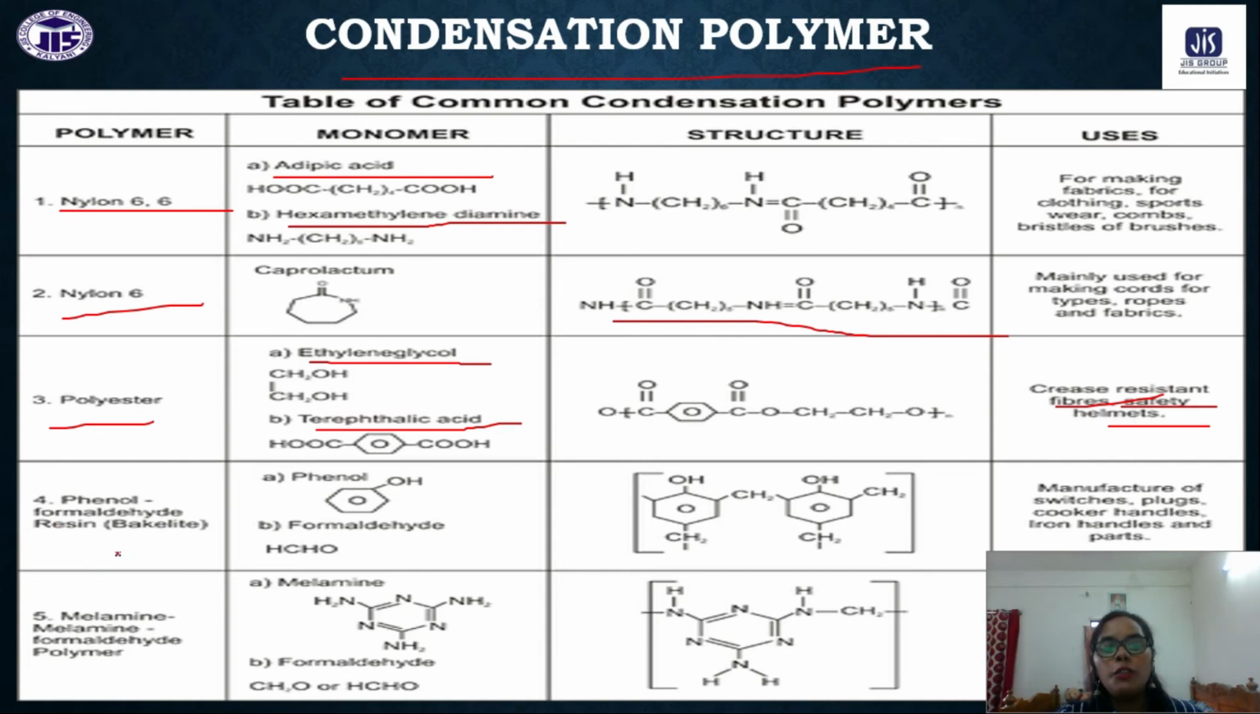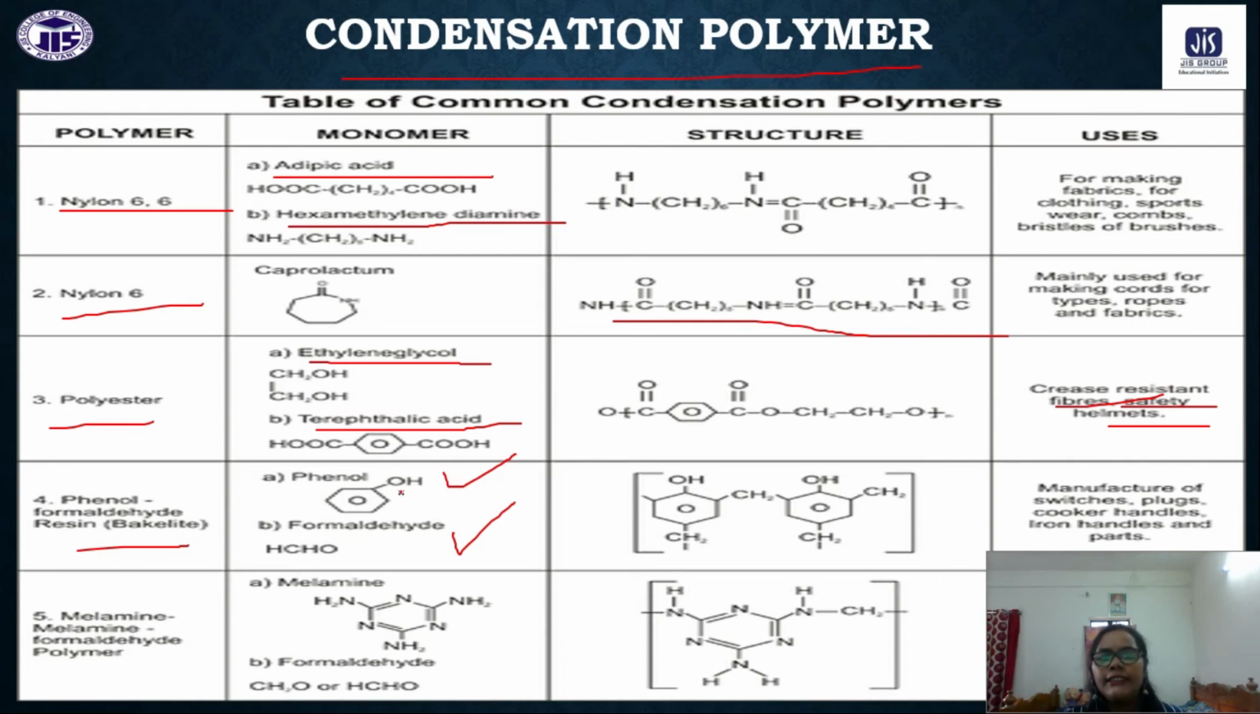Okay, phenol formaldehyde resin, this Bakelite already you have synthesized in the chemistry lab. So phenol and formaldehyde are the two monomers. This is the structure of the Bakelite. Generally Bakelite is used in the switchboard. Bakelite is one of the examples of thermosetting polymer also, that is, because of the network structure it is hard, that's why in the switchboard we are using the Bakelite.